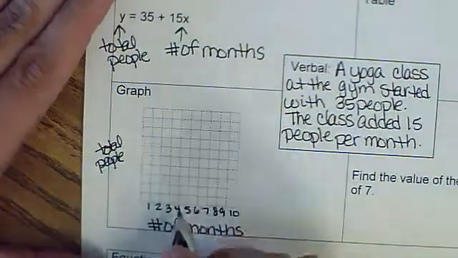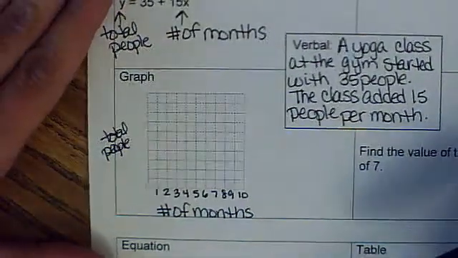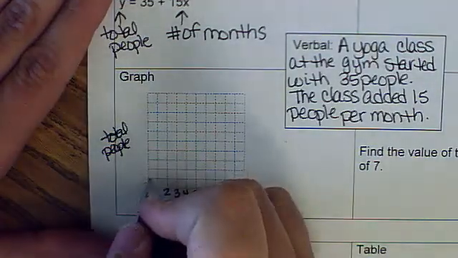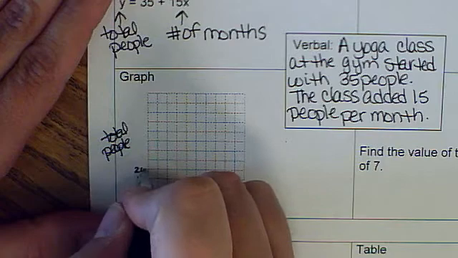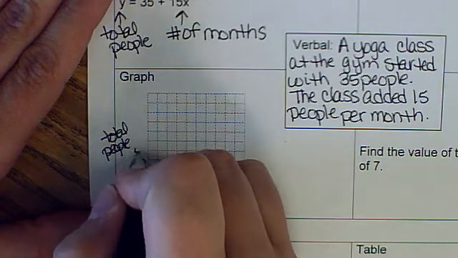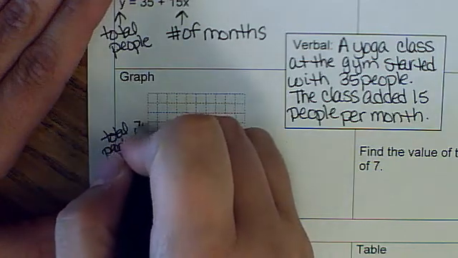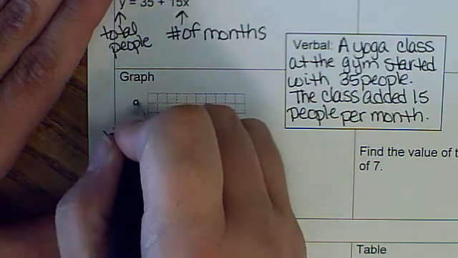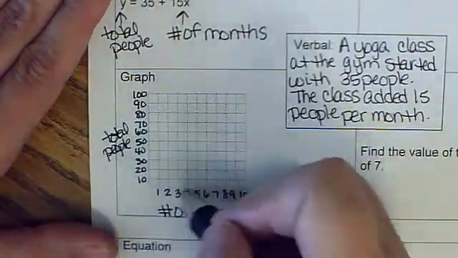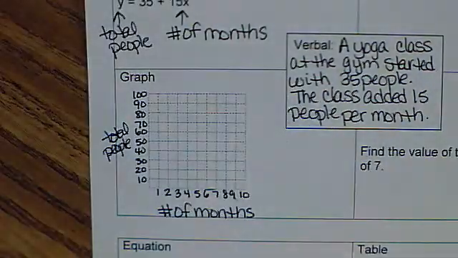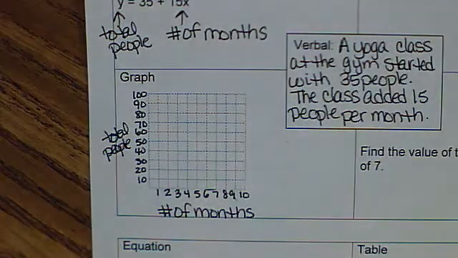And so this is a little bit harder because we've got to get all the way up to at least 95 people. So instead of counting by ones or even by fives, I'm going to count by 10. So 10, 20, 30, 40, 50, 60, 70, 80, 90, 100. You're going to have to do problems like this where you're going to have to decide that scale. So you just have to use the numbers in your table to figure that out.